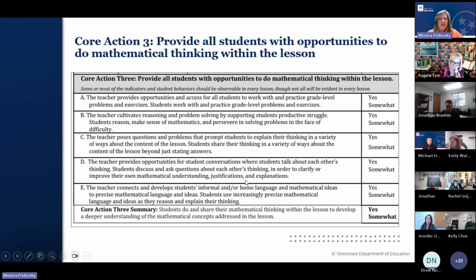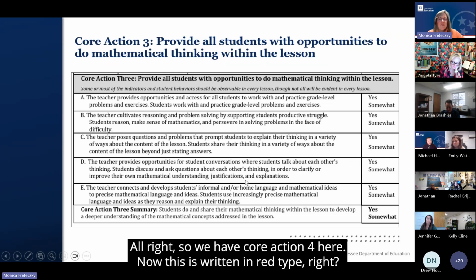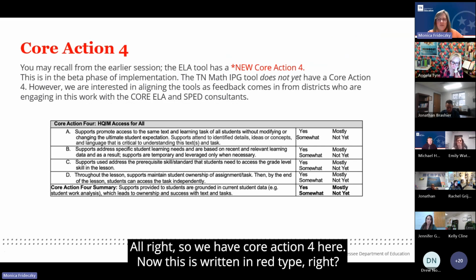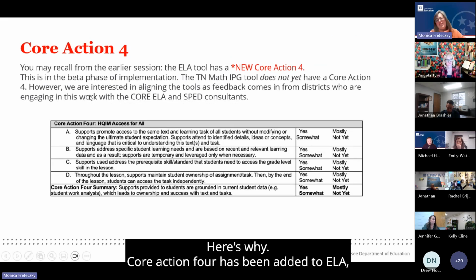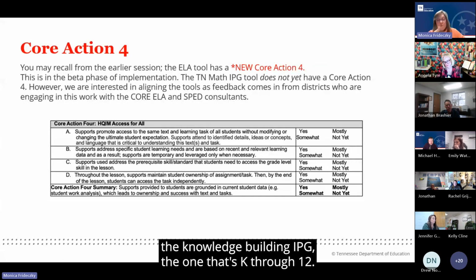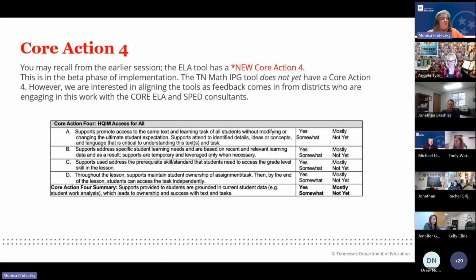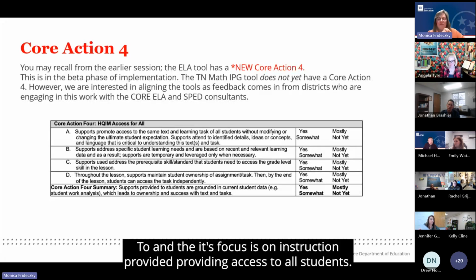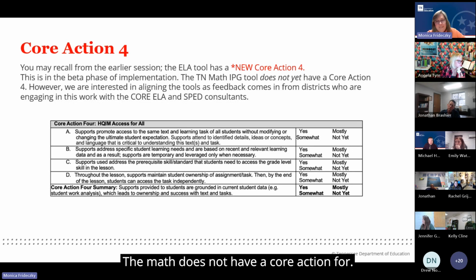All right, so we have core action 4 here. Now, this is written in red type, right? Here's why. Core action 4 has been added to ELA, the knowledge building IPG, the one that's K through 12. Its focus is on instruction providing access to all students. The math does not have a core action 4.